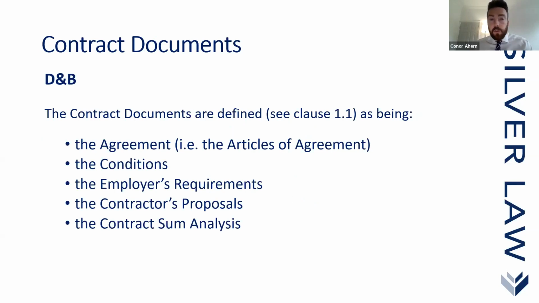Okay, moving on. So the contract documents. What documents are actually included in our design and build contract? Well, if you look at clause 1.1, the contract documents are defined as the agreement, which is the articles of agreement, basically the articles, the recitals, and the contract particulars, the conditions, which is the main operative clauses within the contract, the employer's requirements, the contractor's proposals, and finally the contract sum analysis. Obviously, this can be amended by agreement between the parties.